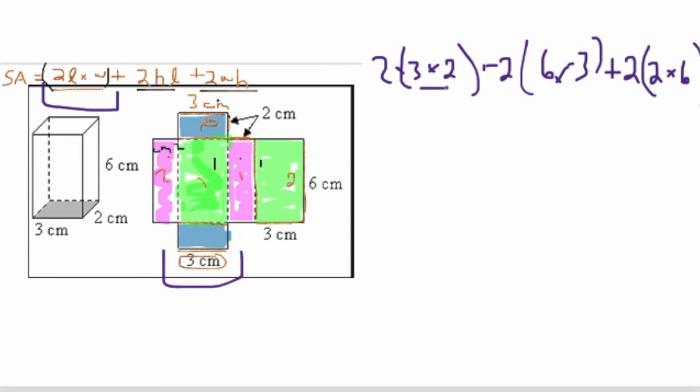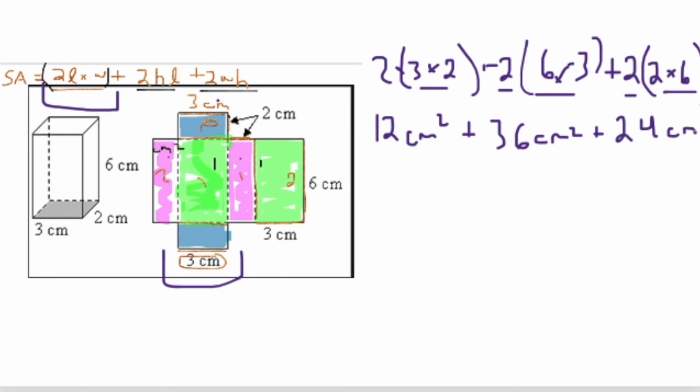So 6 times 2 is 12, and that would be centimeters squared, plus this is 18 times 2, so that would be 36 centimeters squared, and then I have another 12 here times 2, so that is going to be 24 centimeters squared. And then if I want to make this easy on myself, I put the 12 and the 24 together, and I would get 36, and then I would double 36, and I would get 72 centimeters squared.